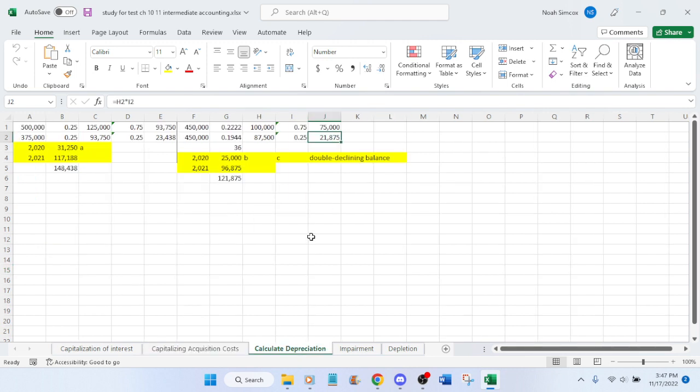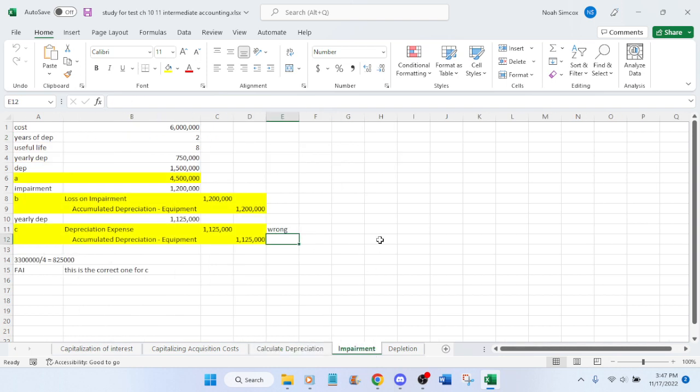Now, what about here? I believe I got this one right. Impairment. I did something wrong because I was a stupid idiot. It's not this number divided by 4.